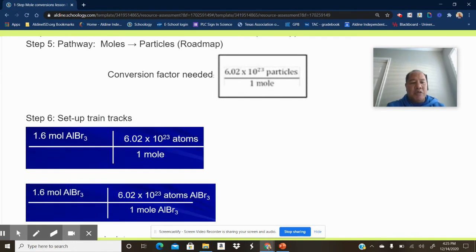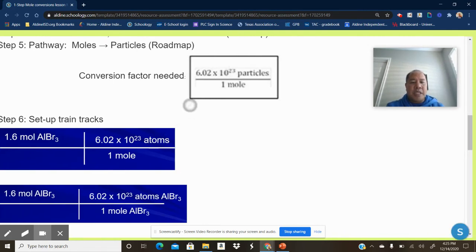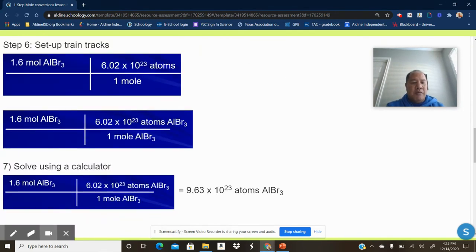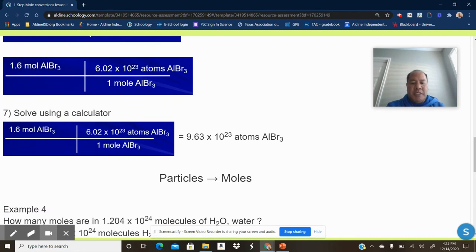And then we're going to set up our train tracks. Again, we're going to put what we know, which is 1.6 moles of AlBr3 in that first box. And then we put in our conversion factor. So 6.02 times 10 to the 23rd atoms is on top, 1 mole is on the bottom. Of course, we can substitute the compounds that we want, which is AlBr3. And once we do the math, and the math is the same, you multiply the top, you divide by the bottom. And when you do that, you get 9.63 times 10 to the 23rd atoms of AlBr3.